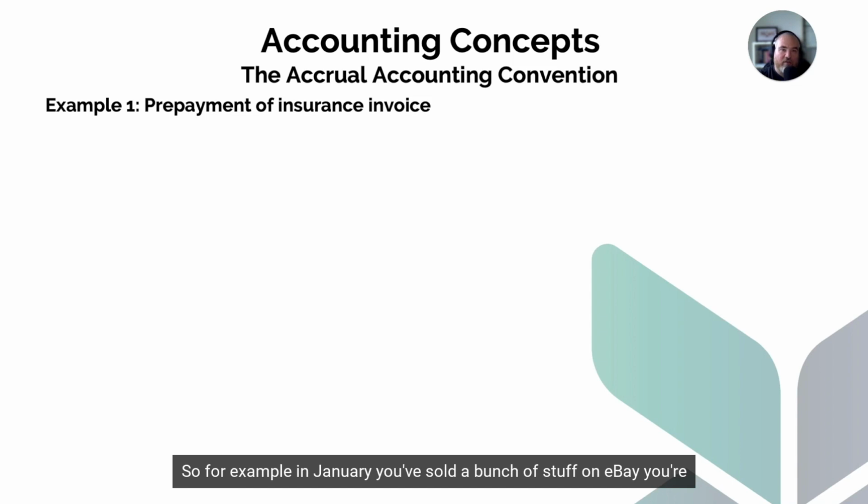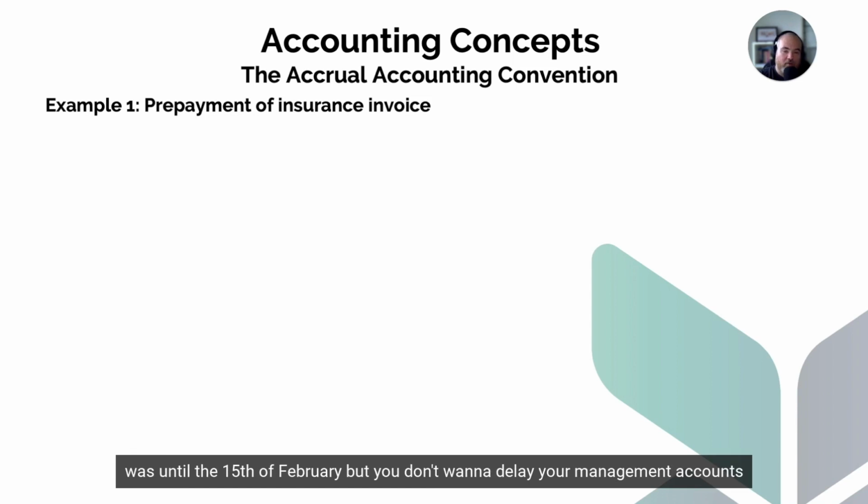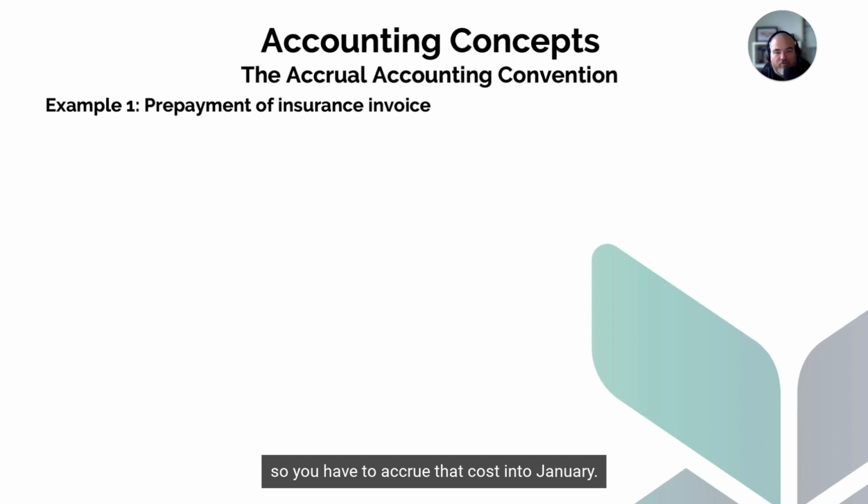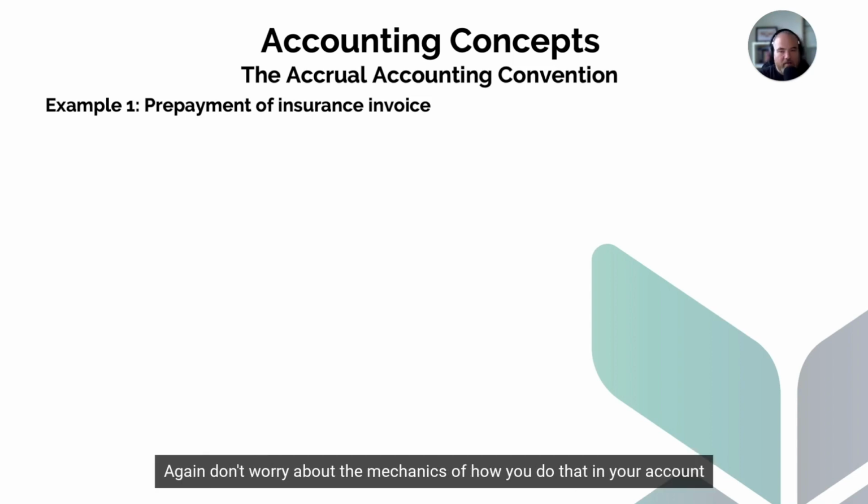So for example, in January, you've sold a bunch of stuff on eBay, you're not going to get the invoice, you're not going to know what the costs of that was until the 15th of February. But you don't want to delay your management accounts, so you have to accrue that cost into January. Again, don't worry about the mechanics of how you do that in your accounting system. That's not for you to worry about, but it's just about understanding the principle of it, which is logical and makes sense, hopefully. So let's look at a couple of examples which will hopefully help it to make sense.